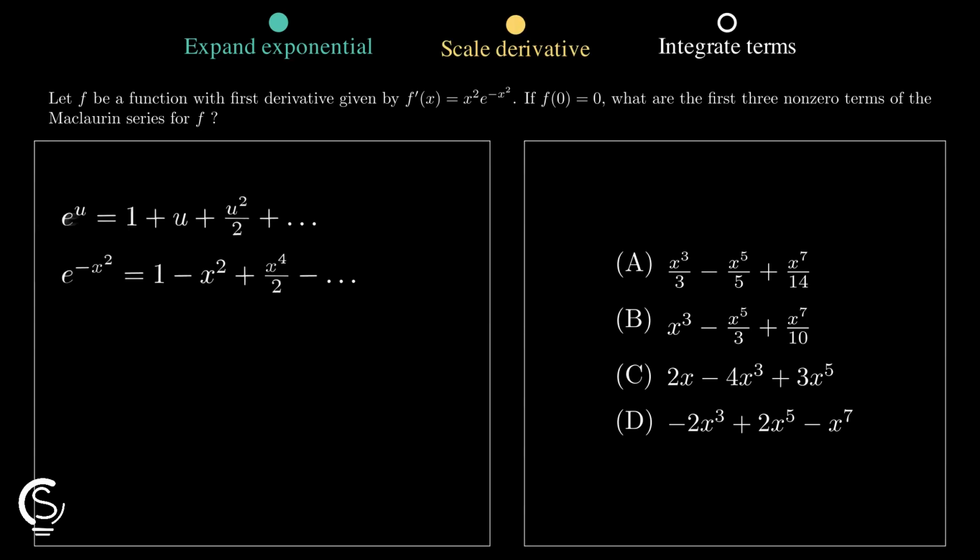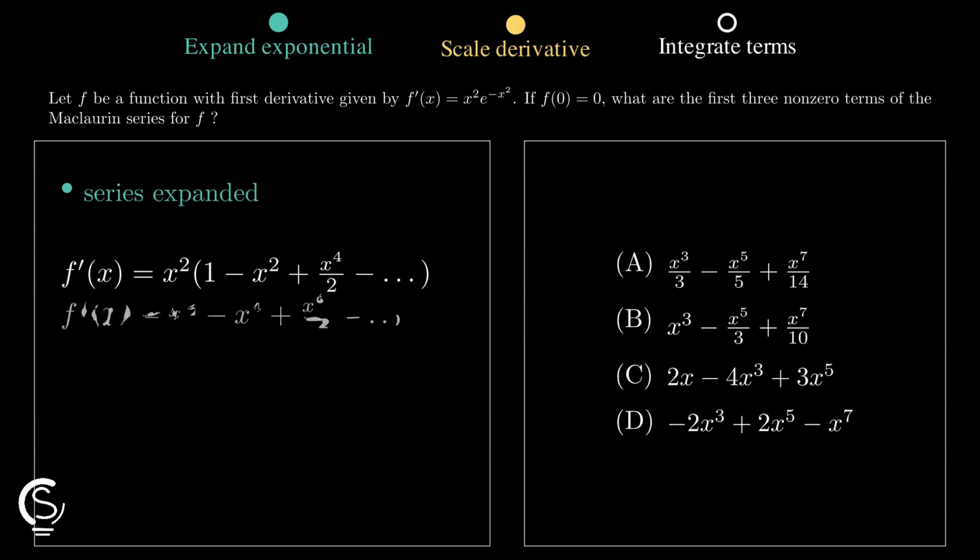Now multiply this entire series by x squared. This gives us the Maclaurin series for the derivative f prime of x term by term.